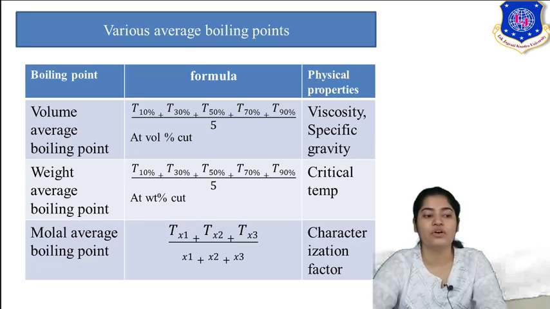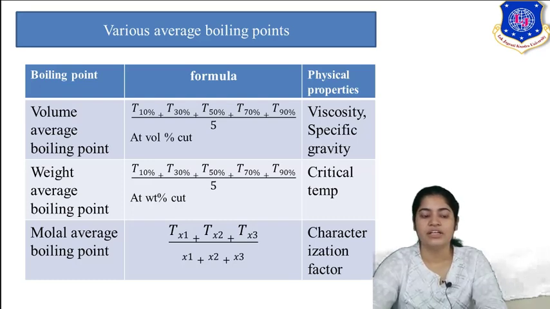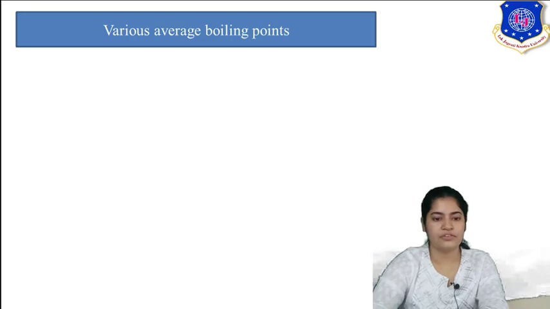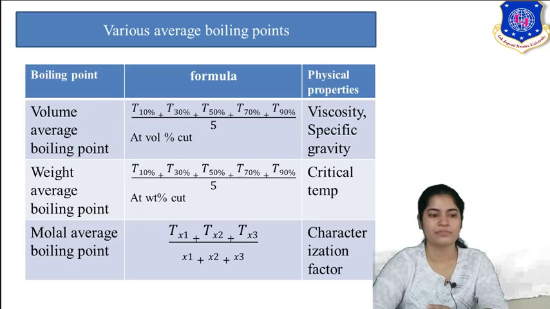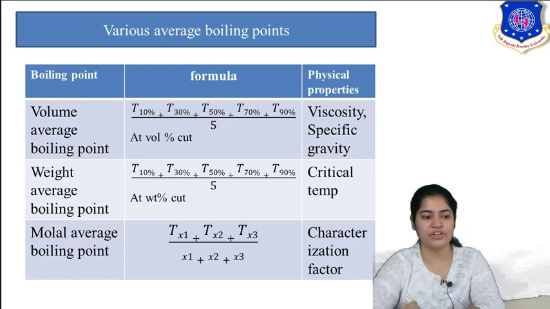Moving forward, volume average boiling point. What is volume average boiling point? It is the average of temperatures at different volume percent cuts, like the temperature at 10% volume cut. From here you can see TA; here my TA would be T10%, the temperature of the 10 volume percent cut. Similarly at 30%, 50% up to 90%. So we divide by 5, and that is my volume average boiling point.